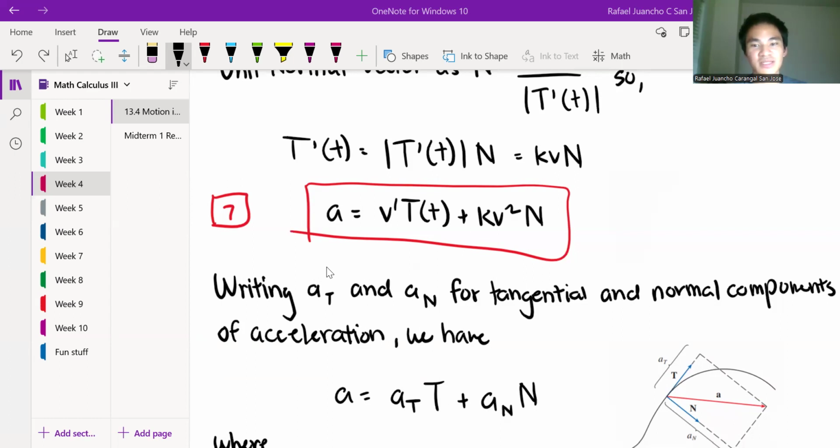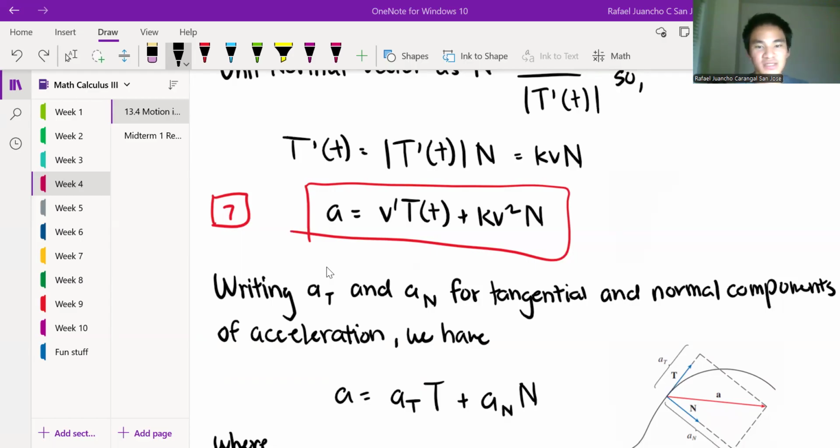So next we notice that the tangential component of acceleration is v prime. So that's the rate of change of speed. And the normal component of acceleration is its curvature times v squared. So the curvature times the square of the speed.